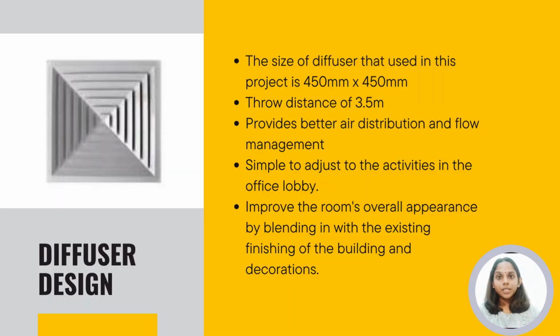Diffuser. The diffuser design that was used in this project is a 4-way square diffuser. An air distribution tool called a 4-way diffuser may distribute air in 4 separate directions, offering effective and uniform air distribution in a variety of settings. The size of diffuser that is used in this project is 450 mm × 450 mm, which has a throw distance of 3.5 m.